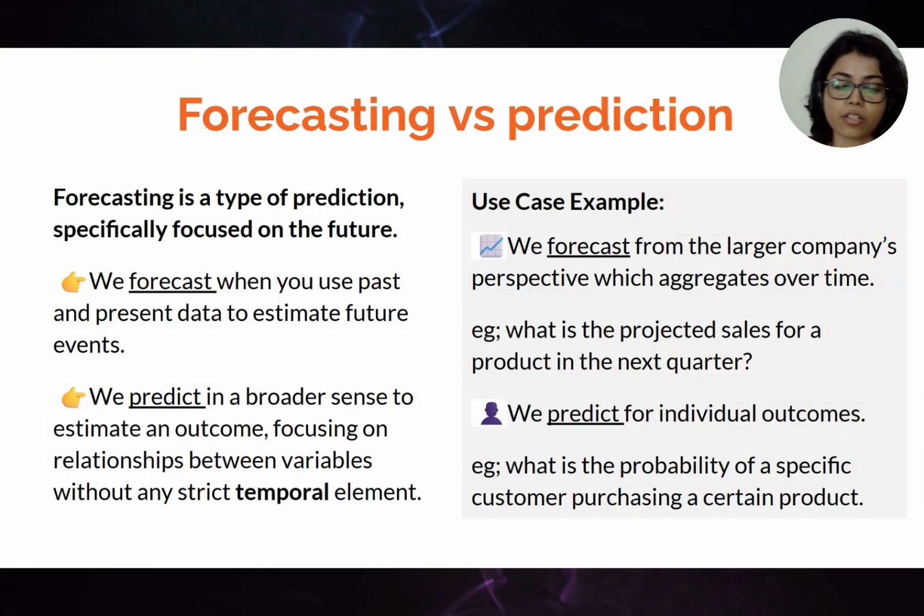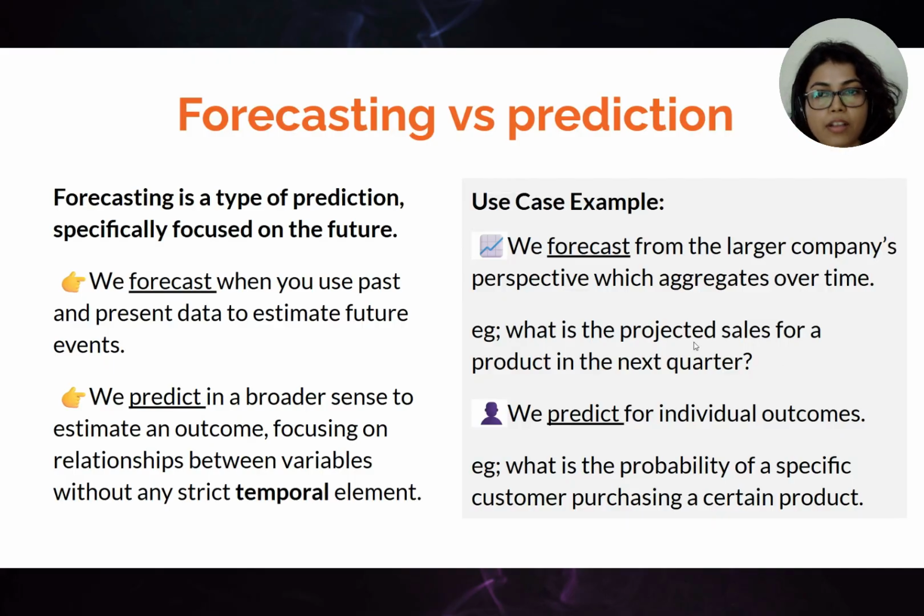So, forecasting versus prediction. Once we know this difference, we will know exactly what forecasting is on its own. Forecasting is a type of prediction, but there is a temporal component attached to it. When we forecast, we use the past data as well as the present data to estimate future events. So it's a very time-related concept. But prediction is more about predicting a certain outcome, and it does not involve any temporal element. We look at the relationship between different variables or fields in our data, and we predict a particular outcome. To clarify this, there is an example on the right if you see.